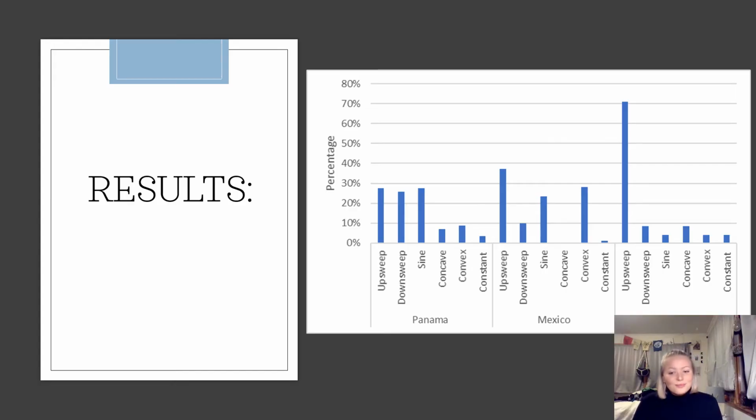So the results of my analysis, basically to start us off, I just created percentages of all the different contours within each country. As you can see, Panama: upsweep, downsweep, sine most common. Mexico: upsweep and convex most common. And Nicaragua, clearly, upsweep is the most common.